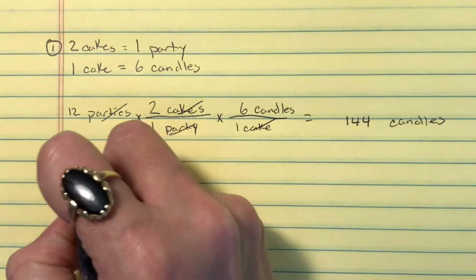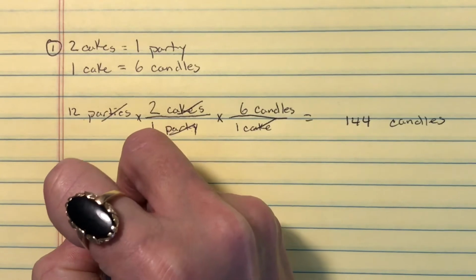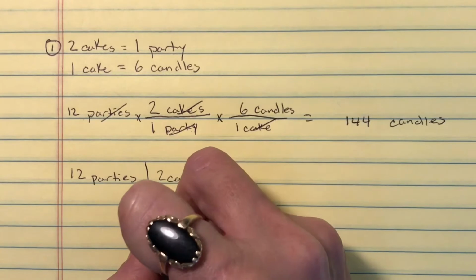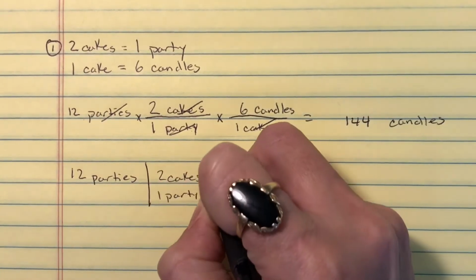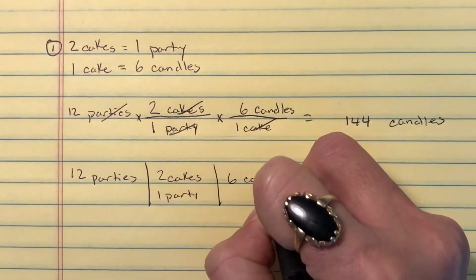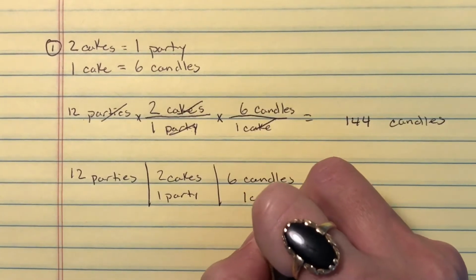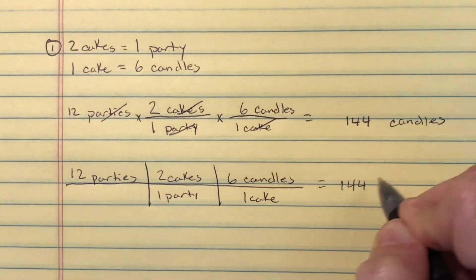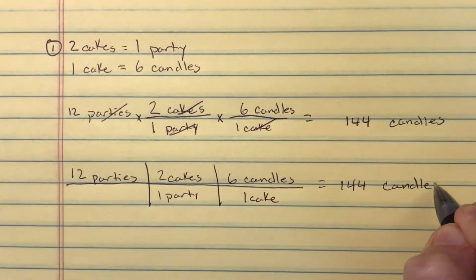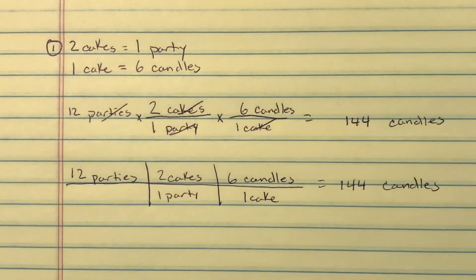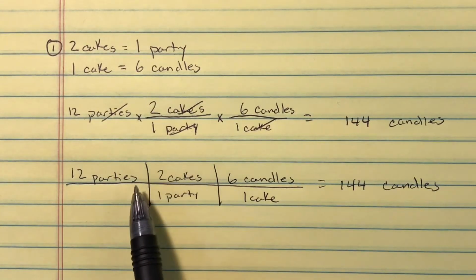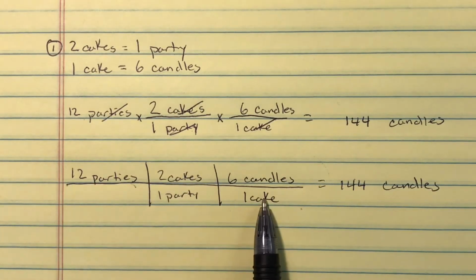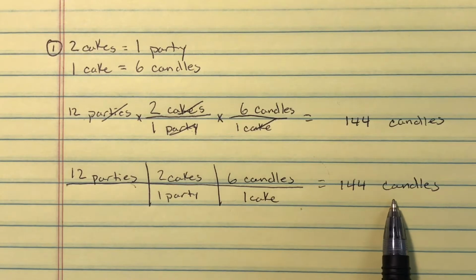So you can also set it up like you would in chemistry, which is like this, or at least how it was when I taught chemistry. 2 cakes, 1 party, 6 candles, 1 cake, same deal, 144 candles. Now, couple of things to remember. No naked numbers anywhere. Every number that you use in your setup has to have a unit. This has to have a unit. So please make sure that you do that.